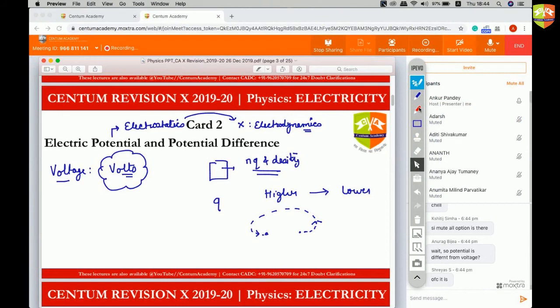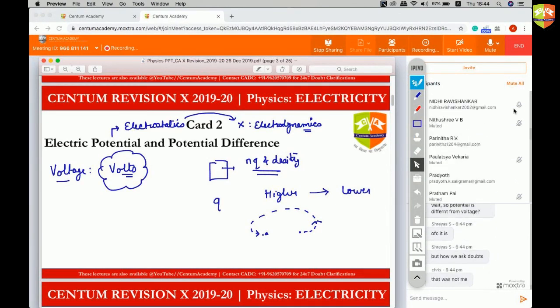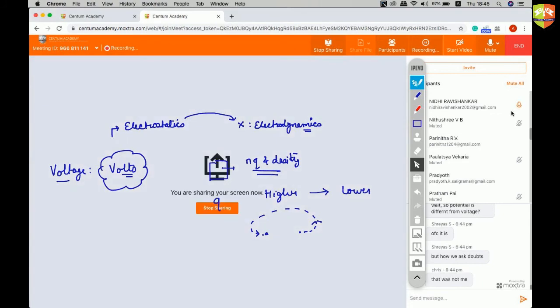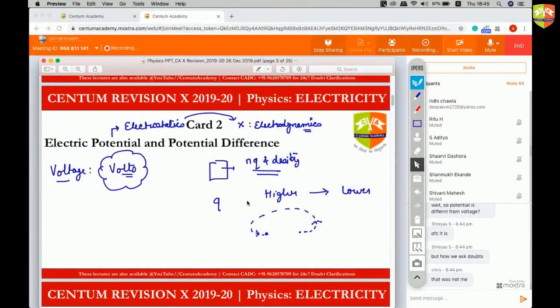Charge generally flows from higher potential to lower potential. And that is what we do when we attach a battery to a given circuit. The two terminals of the battery have a potential difference, so charge starts from one and flows through to the other.